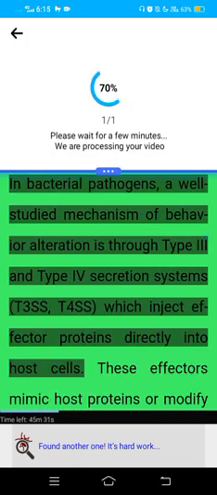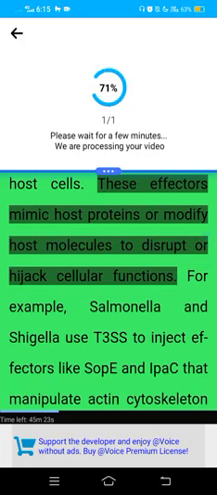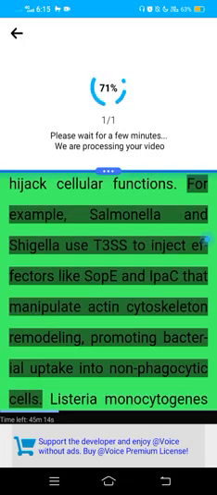In bacterial pathogens, a well-studied mechanism of behavior alteration is through type 3 and type 4 secretion systems, T3SS and T4SS, which inject effector proteins directly into host cells. These effectors mimic host proteins or modify host molecules to disrupt or hijack cellular functions. For example, Salmonella and Shigella use T3SS to inject effectors like SopE and IpaC that manipulate actin cytoskeleton remodeling, promoting bacterial uptake into non-phagocytic cells.